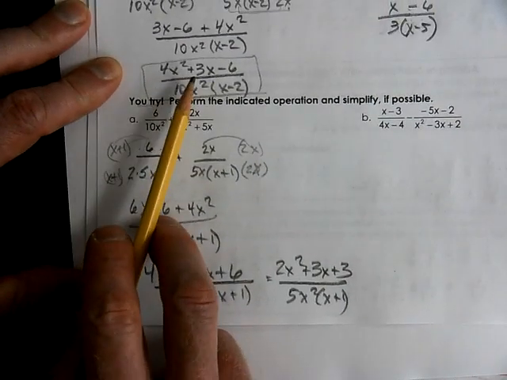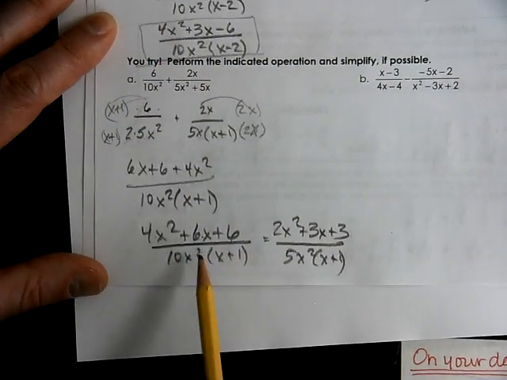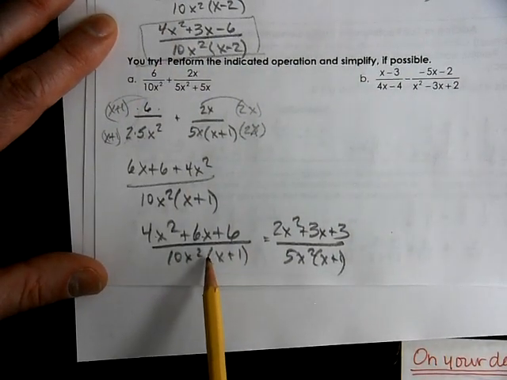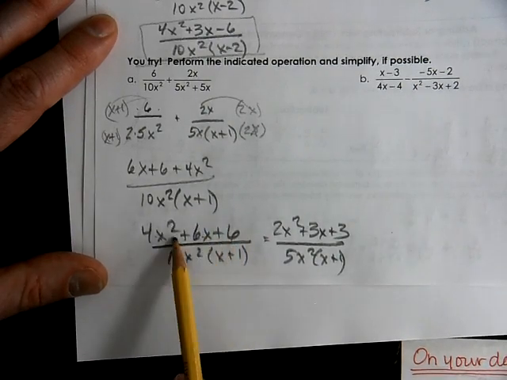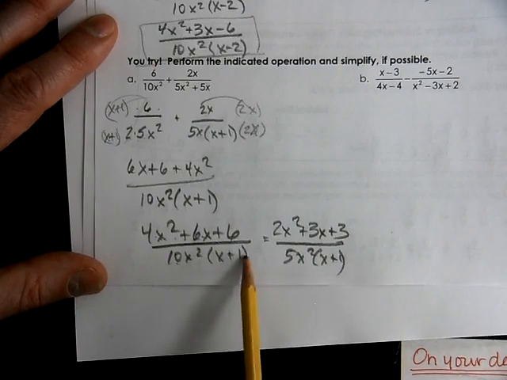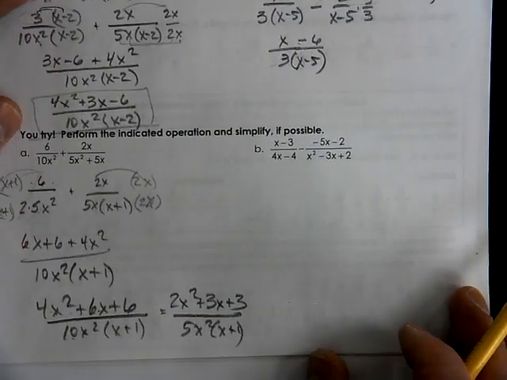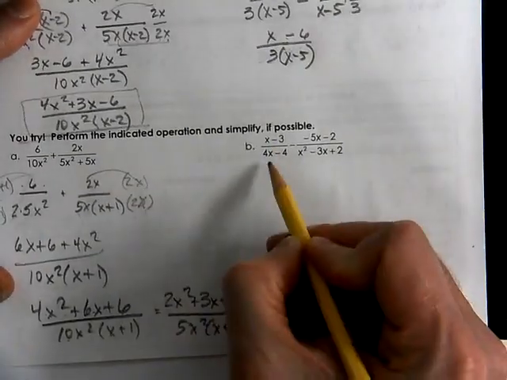I didn't notice that situation here, but that did occur in this one. I had a multiple of 2 that could be factored out of this. I had a multiple of 2 down in my denominator. I could factor that out because these are all multiplying each other. Let's try our last one. All right, this side.